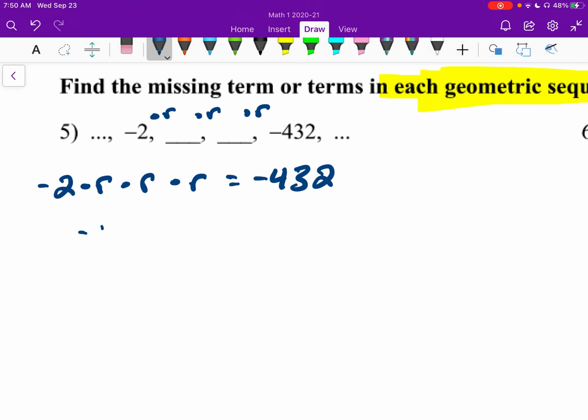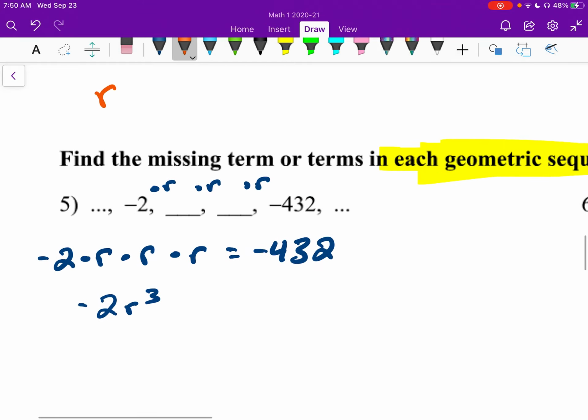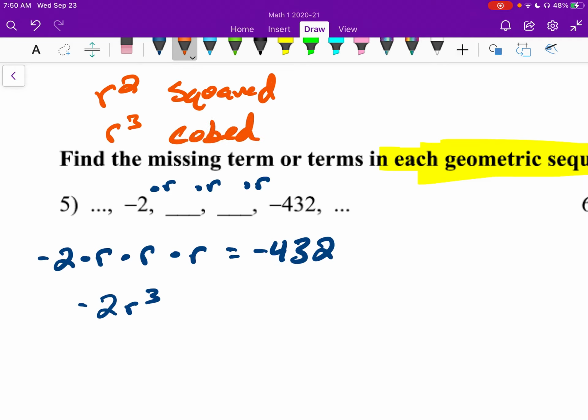This is really going to be negative 2r cubed, right? Whenever there's a little 3 in the exponent, you call that cubed. So like this thing here, this is squared, okay? This is cubed, okay? It's not r3. Don't call it r3, call it r cubed, or r to the third. You can say that also.